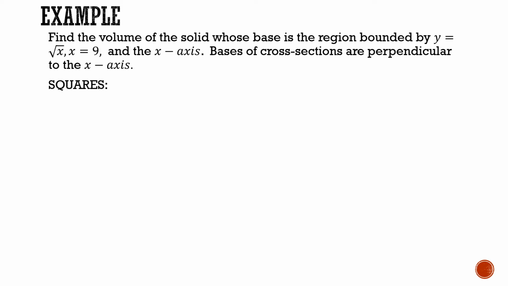All right, so for the first example, it says find the volume of the solid whose base is the region that's bounded by y equals square root of x, x equals 9, and the x-axis. The bases of the cross sections are perpendicular to the x-axis. So that's important because I know now I'm going to use my first formula. And they want us to do cross sections in this particular example that are squares.